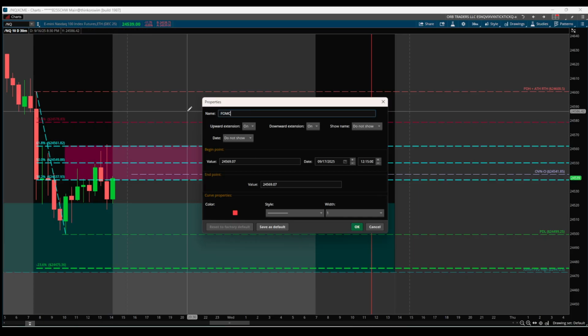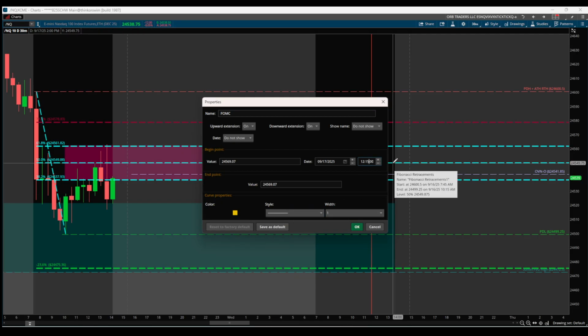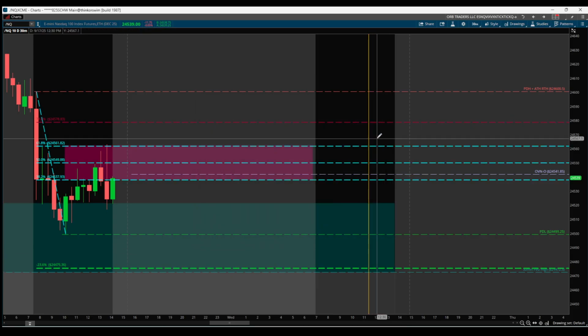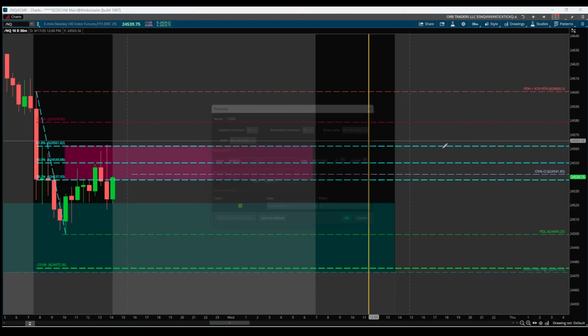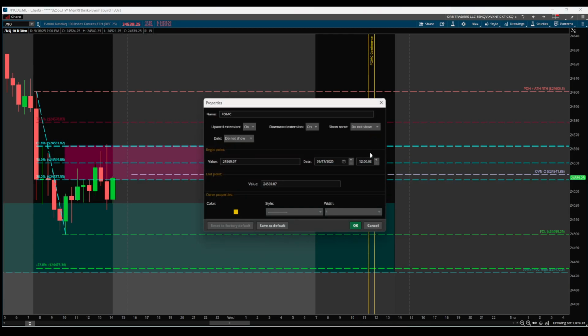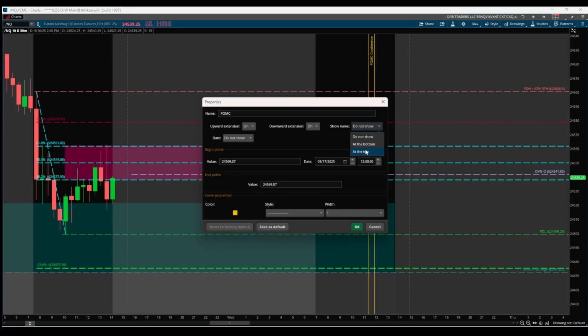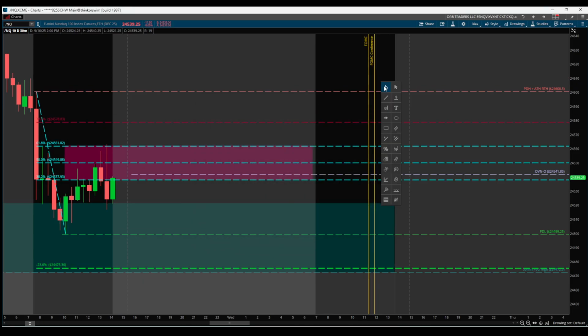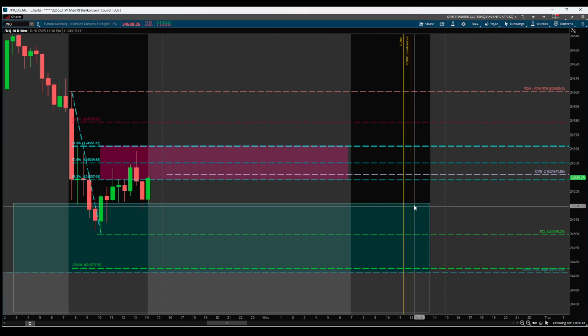We just put FOMC here. I'll go with the yellow line right at 12, and then I'm just going to duplicate that, and then we're going to edit for the conference at 12:30. We'll put this one at the top, and we'll put this also at the top. So just keep that in mind.